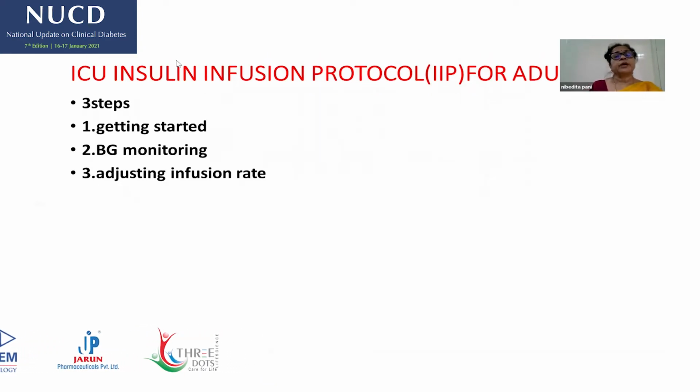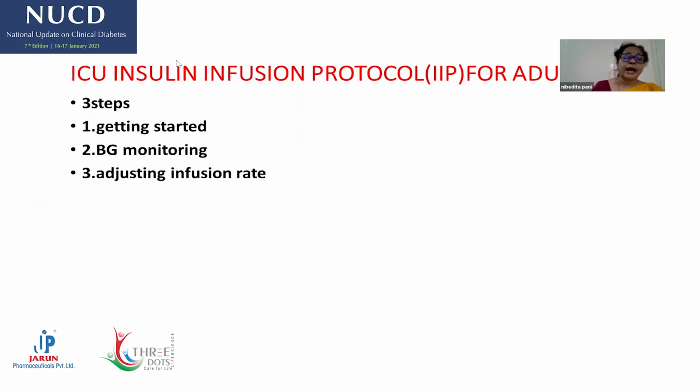So how to give the insulin infusion protocol for adults? There are 3 steps we follow in the ICU. One is getting started, then blood glucose monitoring, and adjusting the infusion rate.